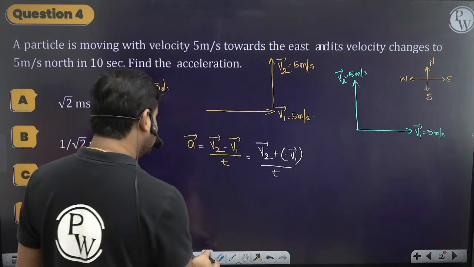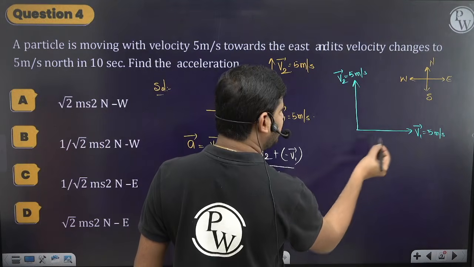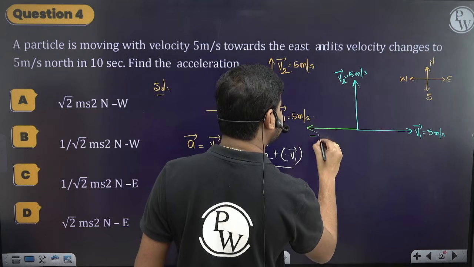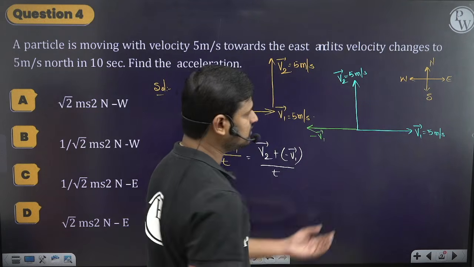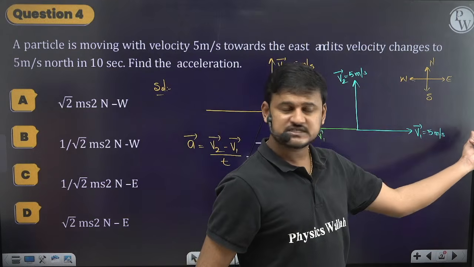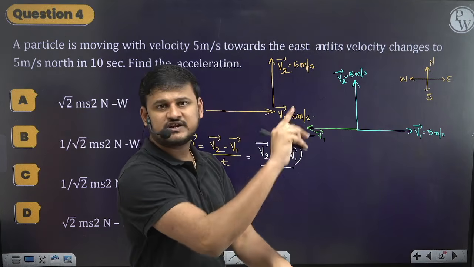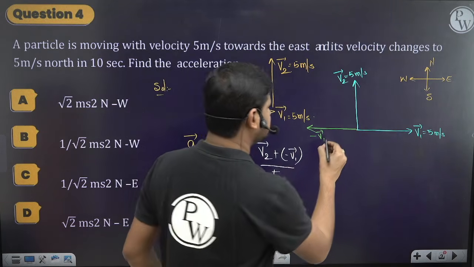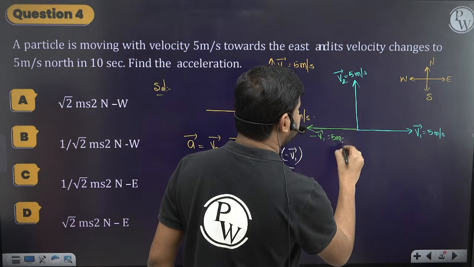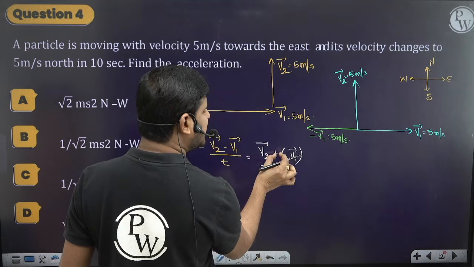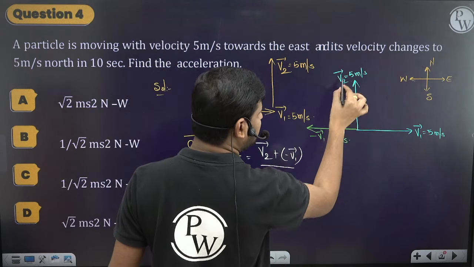So what is minus V1 vector? Simply, with the same magnitude, reverse the vector. This is going to be minus V1 vector. V1 vector is 5 meters per second towards right or east. So minus V1 means reverse its direction with the same magnitude. The magnitude is going to be the same, 5 meters per second. So then what is V2 minus V1? V2 plus minus V1. That means you have to add these two vectors.